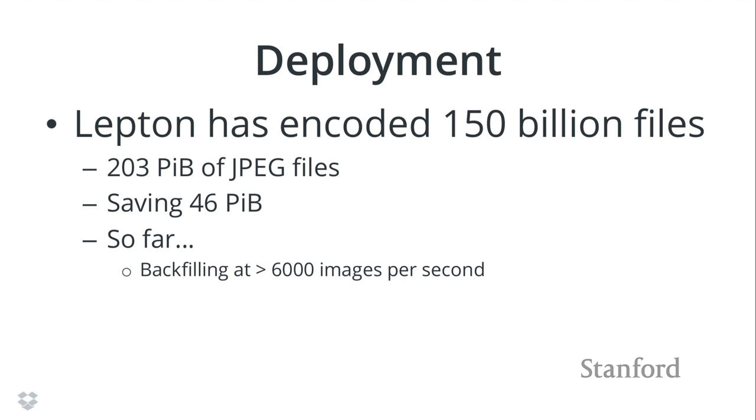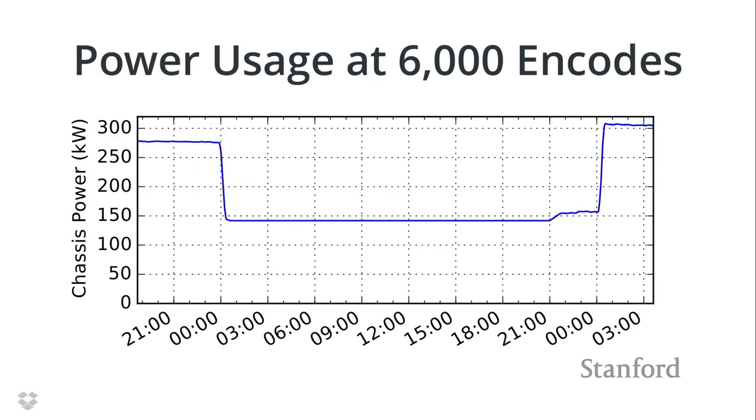Well, so it's encoded 150 billion files. 200 petabytes have been encoded, saving like 46 petabytes. They have a cluster running this program. This one program consumes 300 kilowatts continuously, compressing the back catalog. And they suspected a bug at one point, and they turned it off. And the power consumption only dropped by half.